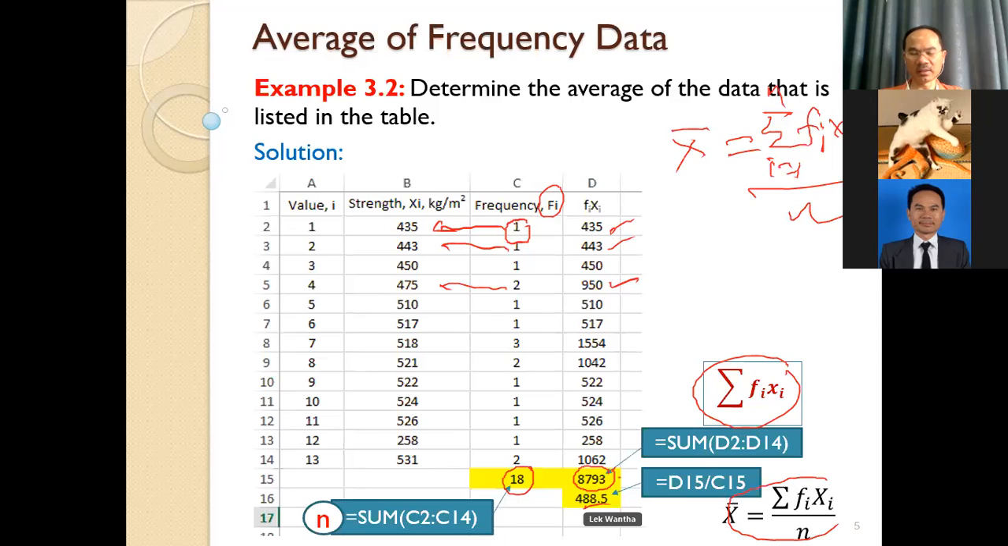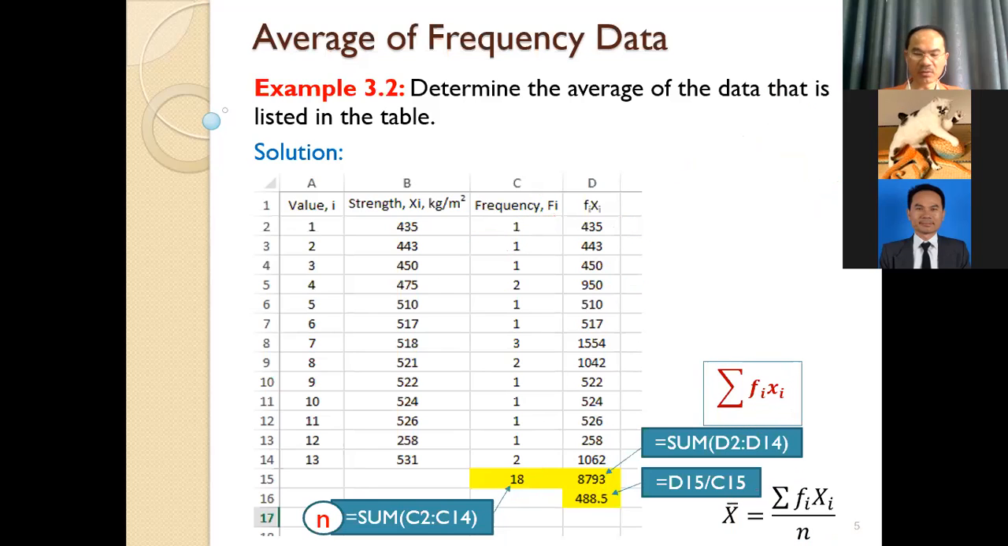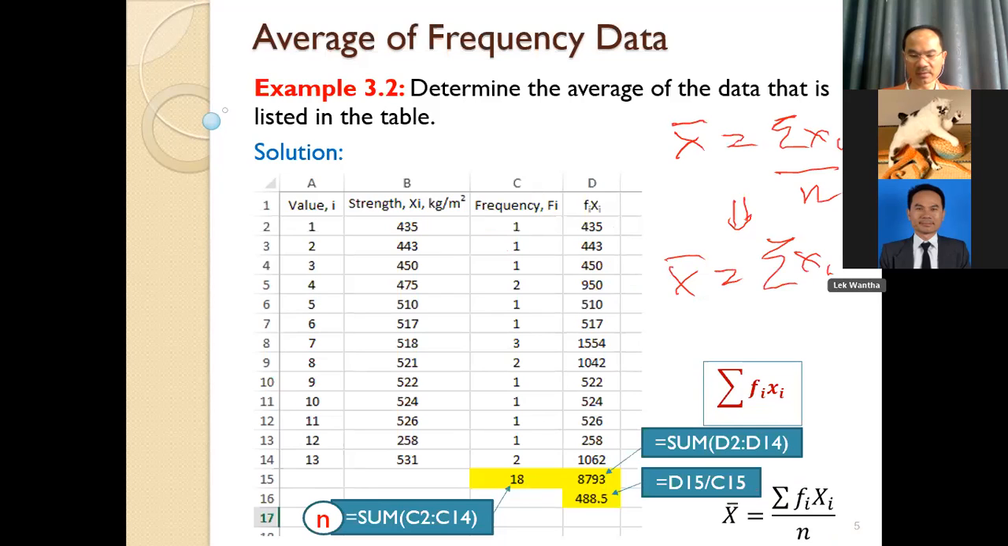Okay, this is for calculating the average value for the group data that has the frequency. That's why we have the frequency. It only modifies the form x bar equals summation xi divided by n, the individual formula, for the group data. x bar equals summation of xi fi. It only modifies the value by fi.